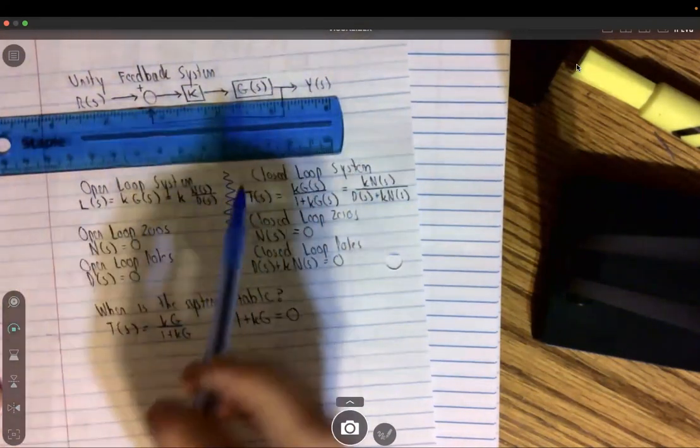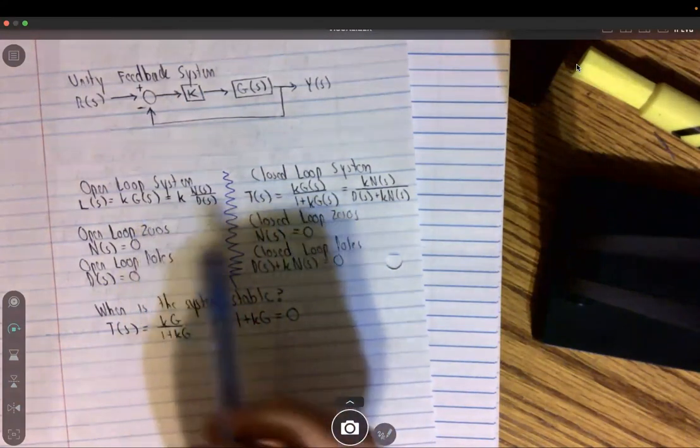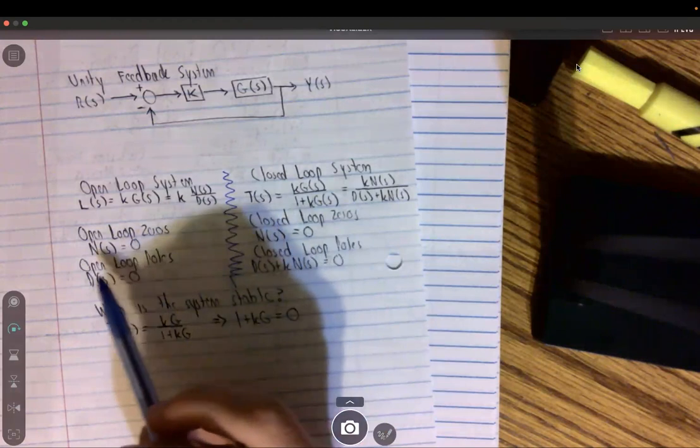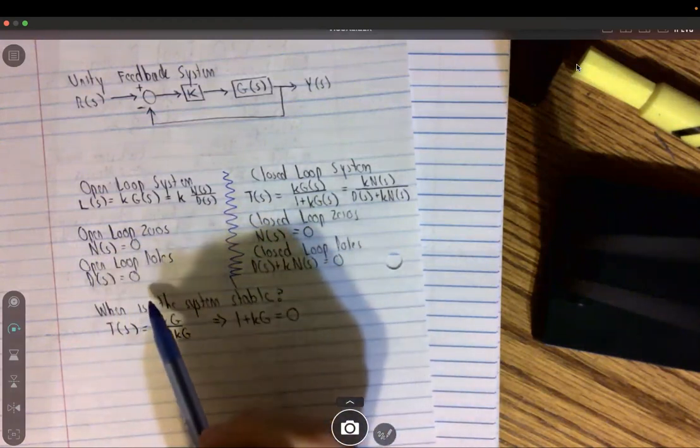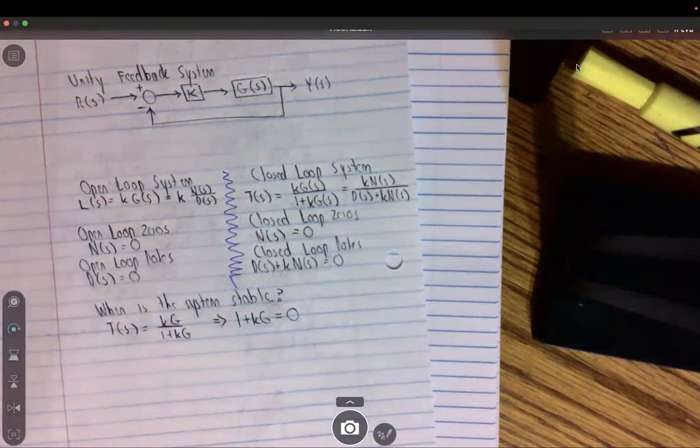But once you introduce that feedback element, that's when you close the loop. And that's why we have different values, as we'll see, for closed loop poles versus open loop poles. So you have to be careful when you're dealing with a certain type of system. We're interested in closed loop systems because they provide stability.